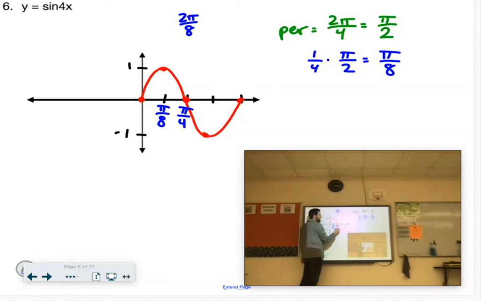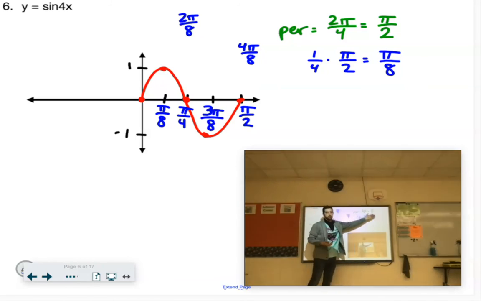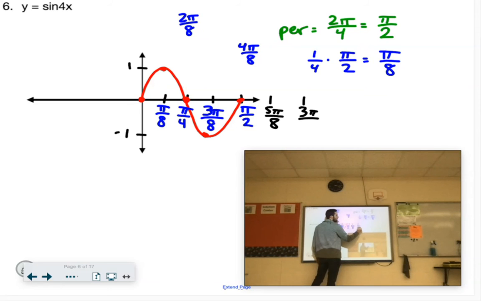So pi over 4. So 1 pi over 8, 2 pi over 8, 3 pi over 8, you can simplify. And then this would be 4 pi over 8, which simplifies to 1/2, so pi over 2, which is great because that's one full period, pi over 2. This could continue on forever in both directions. You're just increasing each time by pi over 8. So after 4 pi over 8, it'd be 5 pi over 8, and 6 pi over 8 would reduce to 3 pi over 4. Then you'd have 7 pi over 8, then 8 pi over 8, which is one full pi.